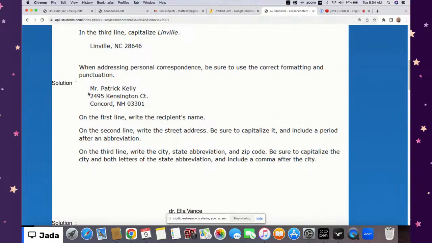Okay, so Mr. Patrick Kelly, there's a period. 2495 Kensington Street Seats, Concord NH 03301. So on the first line, write the recipient's name. So the person who will be receiving your address, you will write the name on the first line. On the second line, write the street address. Be sure to capitalize it and include a period after abbreviations.